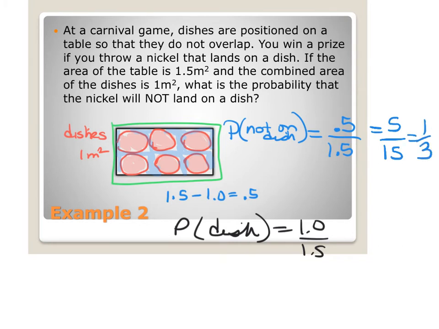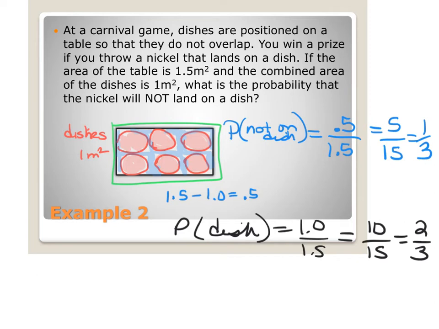Landing on a dish, and that wasn't the question. The question was the blue. Then I would simplify this and make this 10 over 15, which is 2/3. One way you could check your answer is the probability of an event occurring and not occurring. When you add the two probabilities, it needs to equal 1.